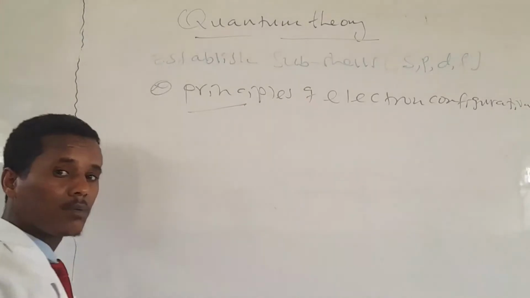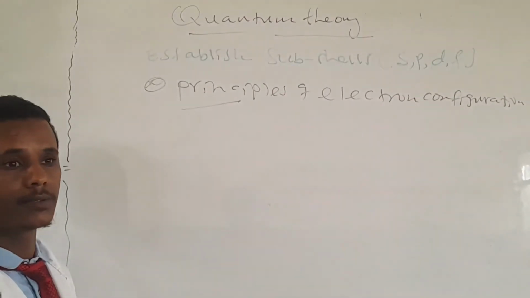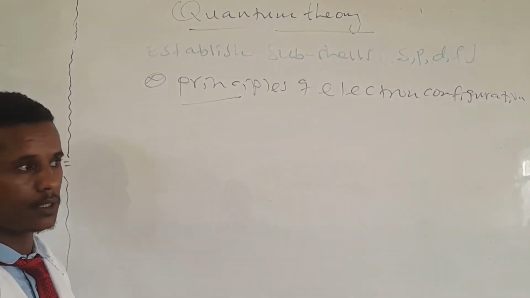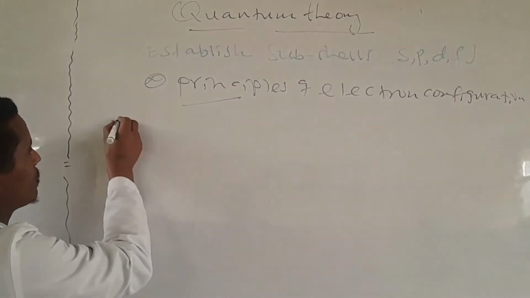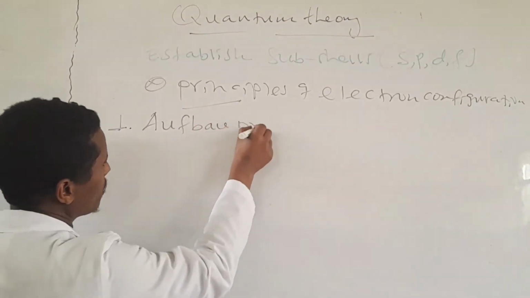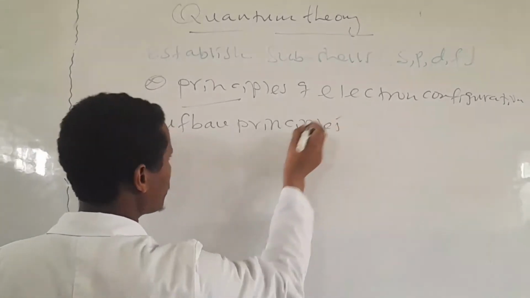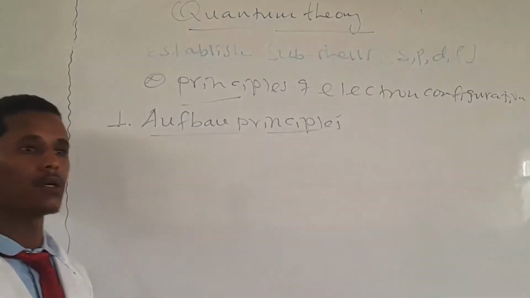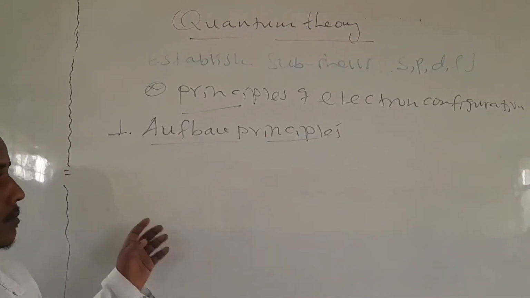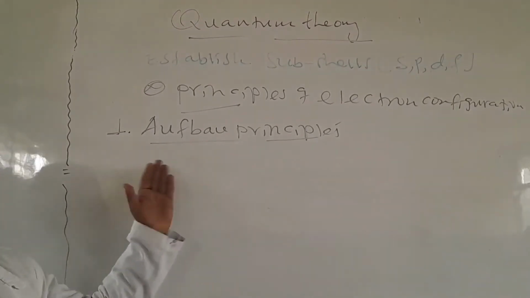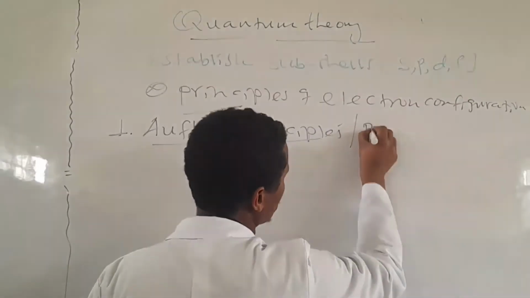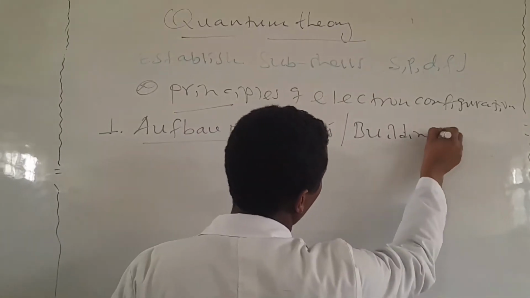You know that there are three common principles about electron configuration: the Aufbau principle or building up principle, the Pauli exclusion principle, and Hund's principle. We will focus on the first principle, the Aufbau principle. The Aufbau principle states that the lowest energy orbitals are filled first before entering into the higher energy orbitals. It is called the building up principle.